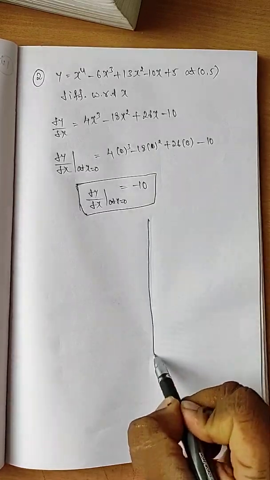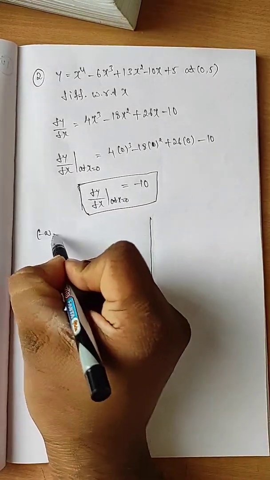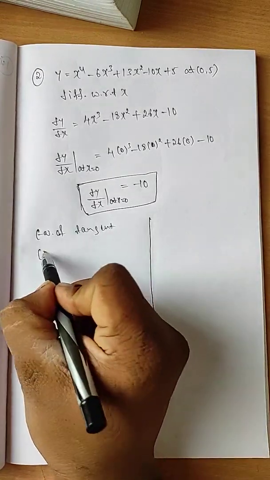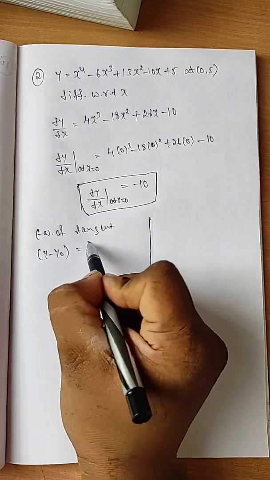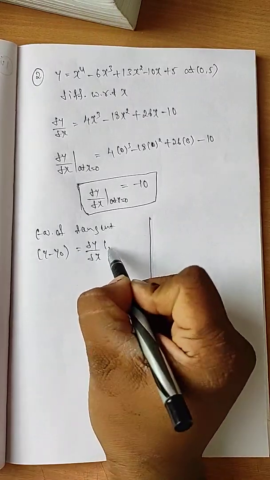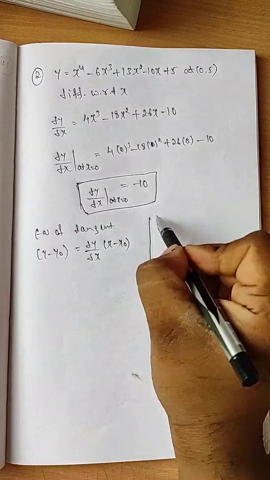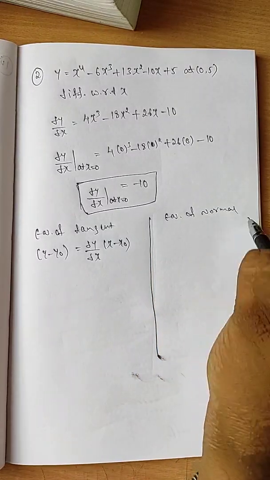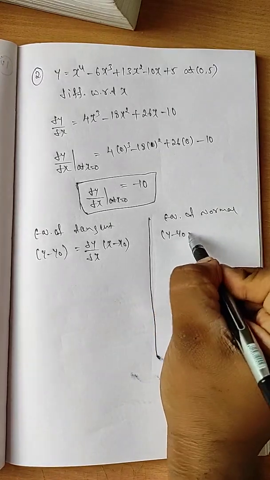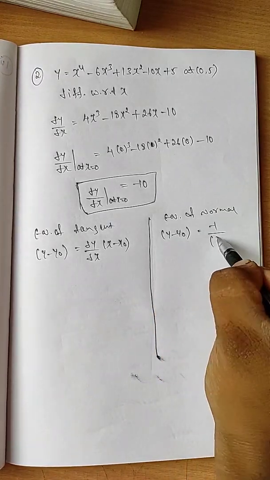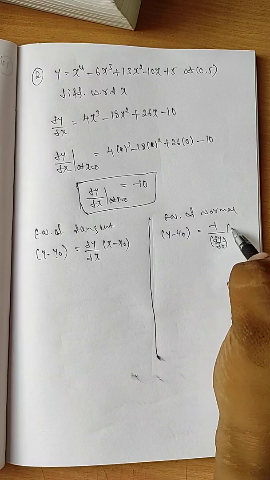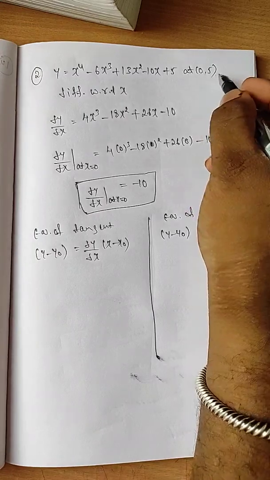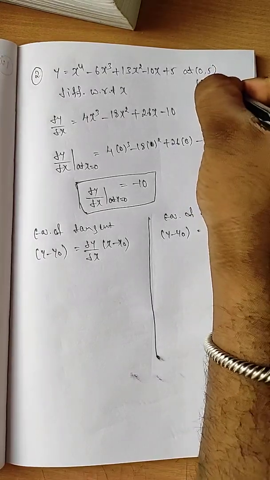To find the equation of a tangent, we have a formula: y minus y naught is equal to dy by dx into x minus x naught. The equation of a normal is y minus y naught is equal to minus 1 by dy by dx into x minus x naught. Now the point is already given, 0 comma 5, and this is x naught, y naught.